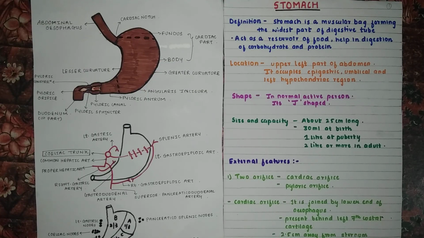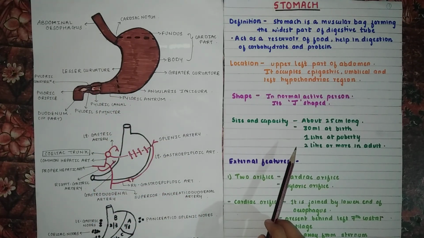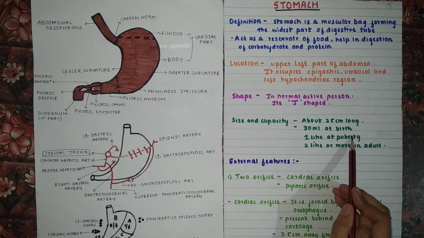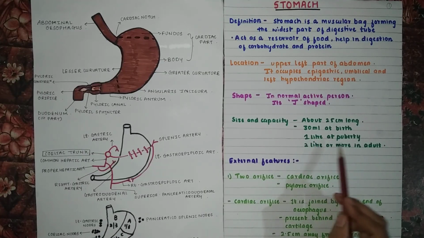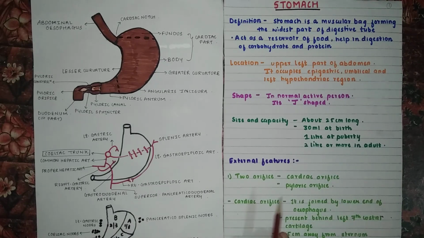It occupies the epigastric region, umbilical region and left hypochondriac region. Shape: in a normal active person it is J shaped, as you can see in the diagram. Size and capacity: about 25 cm long. Capacity is 30 ml at birth in children, 1 liter at puberty and 2 liters or more in adults.